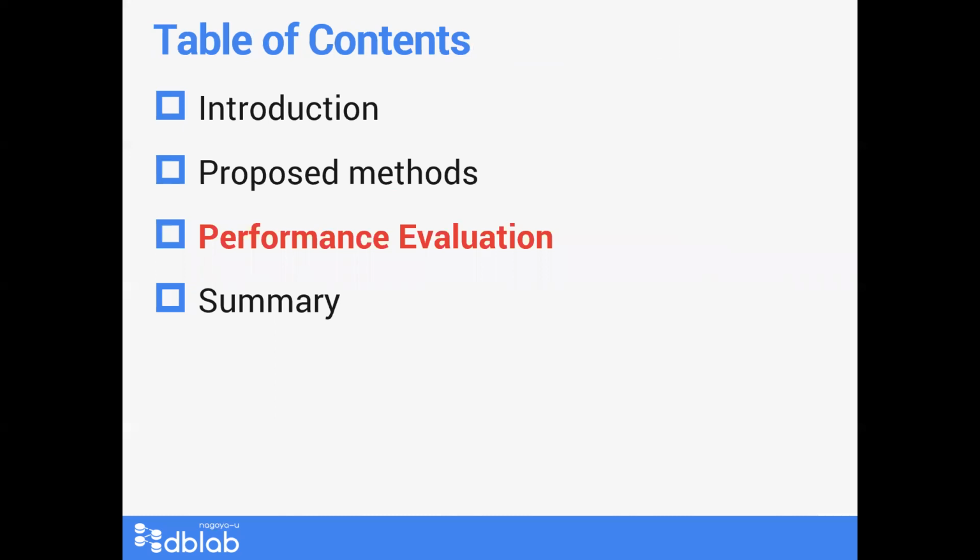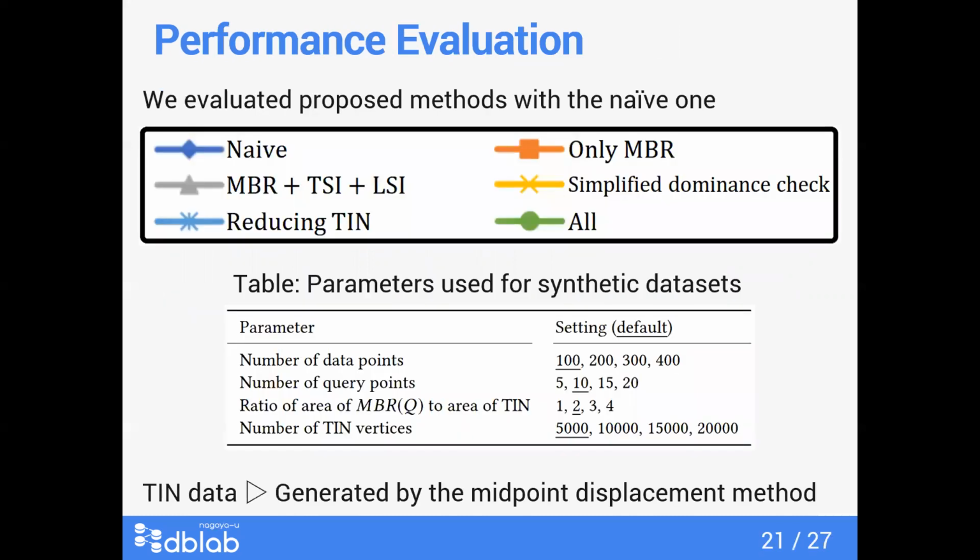Next, we evaluated how much each method contributes to speed up. We compared 6 methods: naive, naive plus minimum bounding rectangle, naive plus rectangle plus TIN indexes, simplified dominance check, TIN vertex reduction, and a combination of all. The number of TIN vertices is 5,000. The number of data points is 100, randomly placed.